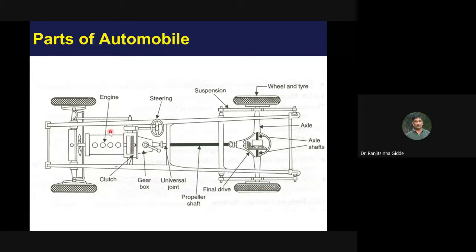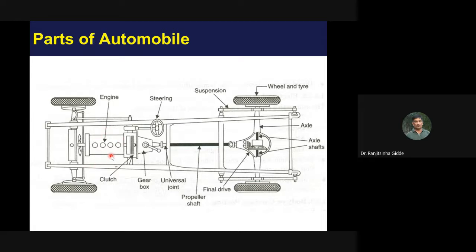So the first important or major part of the automobile is nothing but the engine. It may be CI or SI, spark ignition or compression ignition. Basically these circles indicate it is a 4-cylinder engine, and this is required to generate the power, and that's why we are going to call it a prime mover.